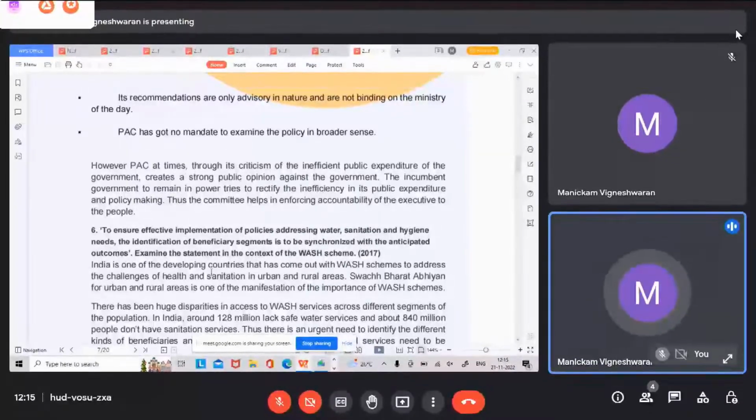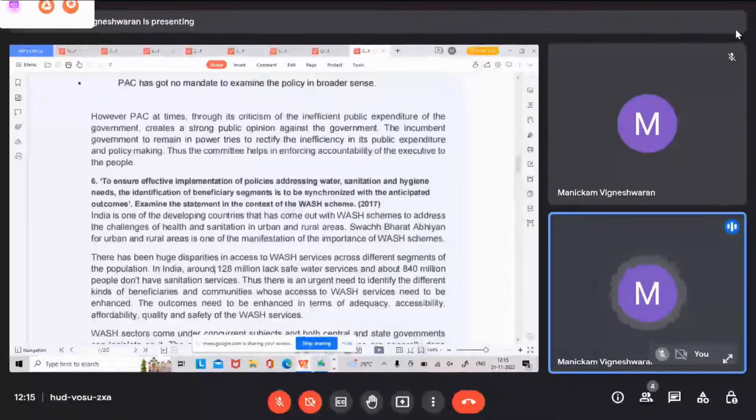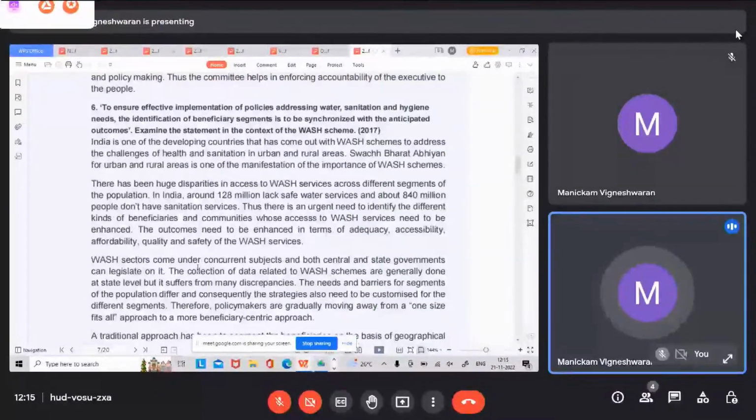Next question, number 6: To ensure the effective implementation of the policies addressing the water, sanitation and hygiene needs, the identification of the beneficiary segments is to be synchronized with the anticipated outcomes. Examine the statement in the context of the WASH scheme.